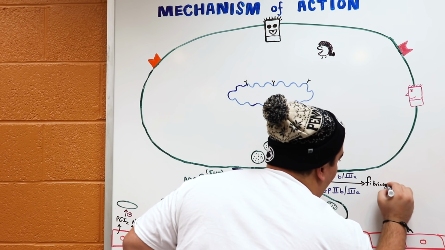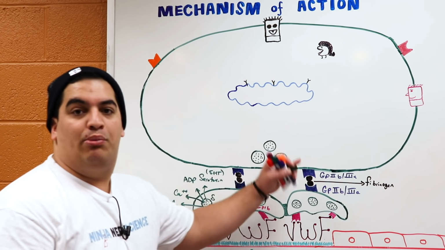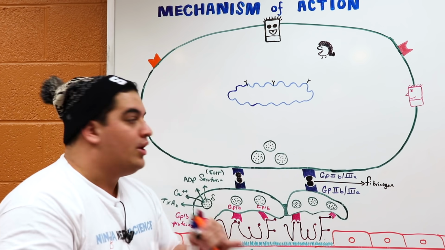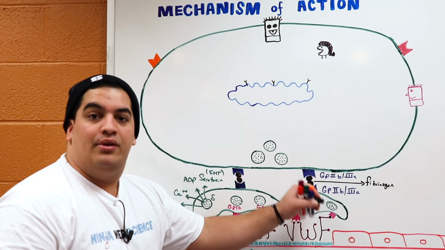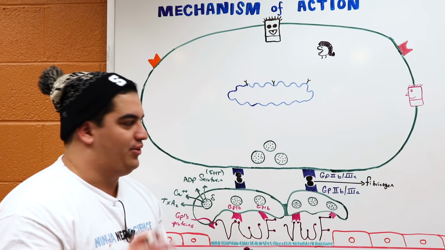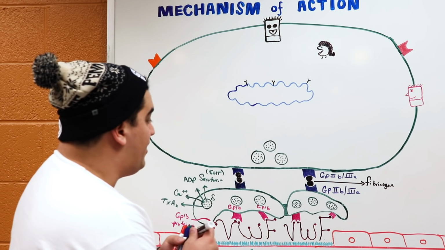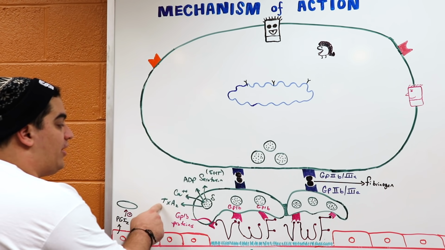Fibrinogen is going to be like a little glue between these two proteins, and it allows for the platelet plug to be stable. So again, platelet connect to platelet through these GP IIb/IIIa proteins. And again, fibrinogen is like the glue between that. So that's how they stick with one another. How do you trigger their aggregation?